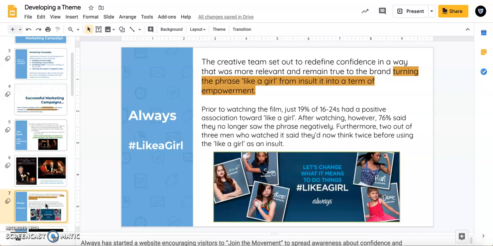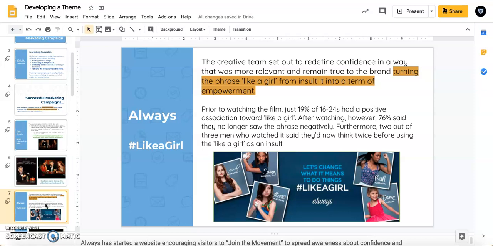So a lot of their stuff is asking young girls to run like a girl, throw like a girl, fight like a girl. And it looks very normal. And then they show a lot of asking boys, oh, throw like a girl, fight like a girl, run like a girl. And it's very insulting, how they portray what a girl does.